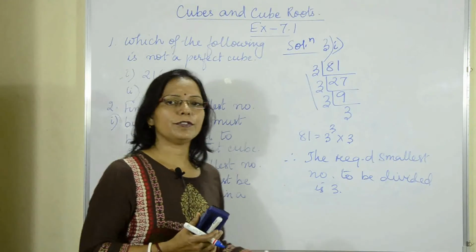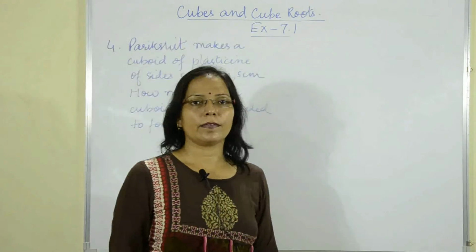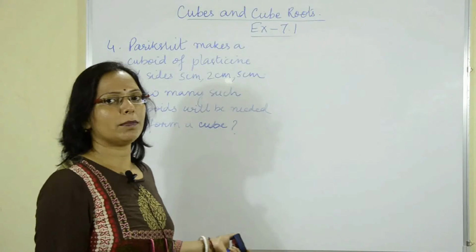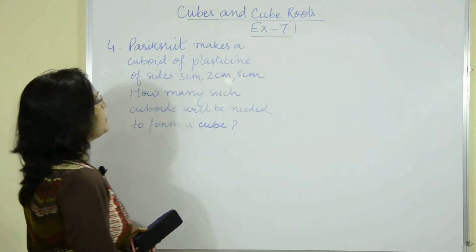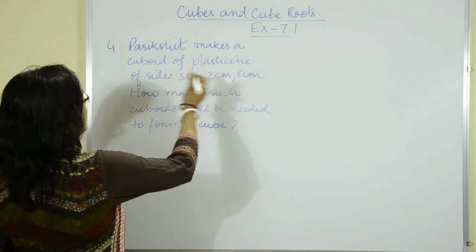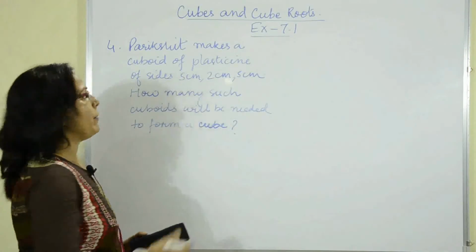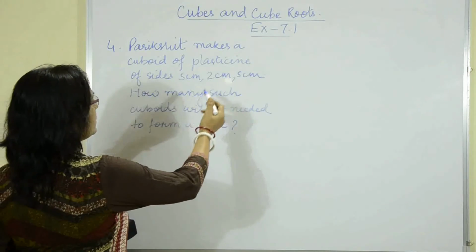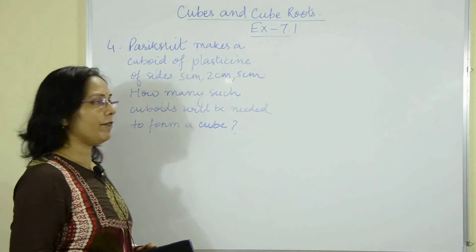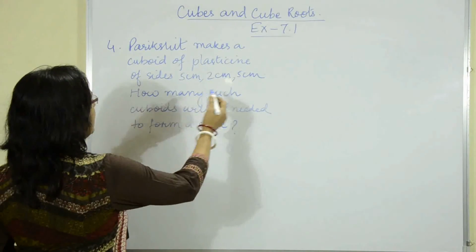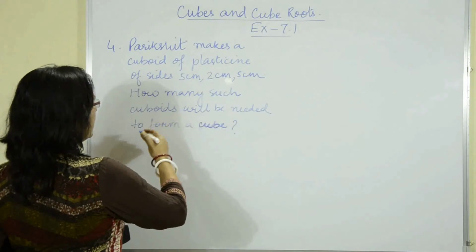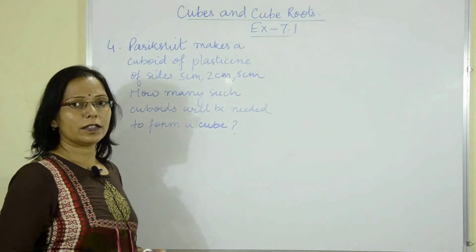Now, let us proceed to number 4. Now, we come to question number 4. Question number 4 says, Parikshit makes a cuboid of plasticine of sides 5 cm, 2 cm and 5 cm. How many such cuboids will be needed to form a cube?